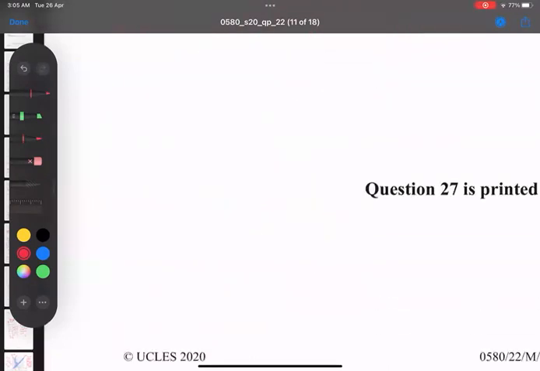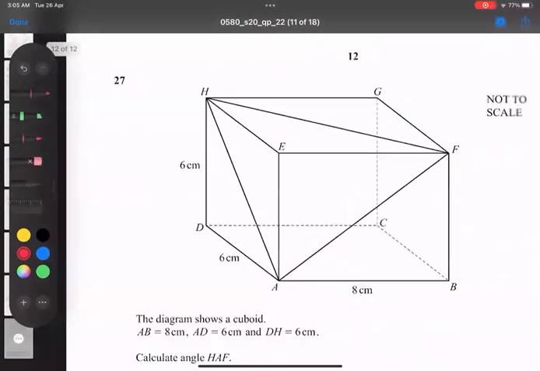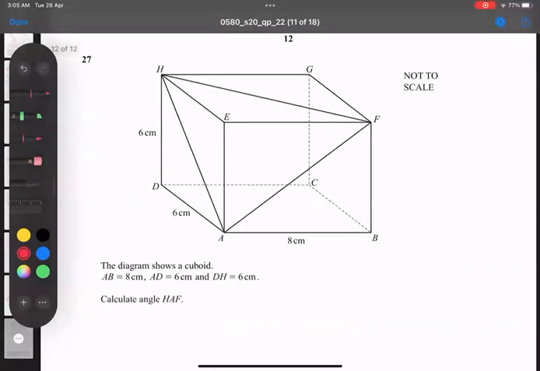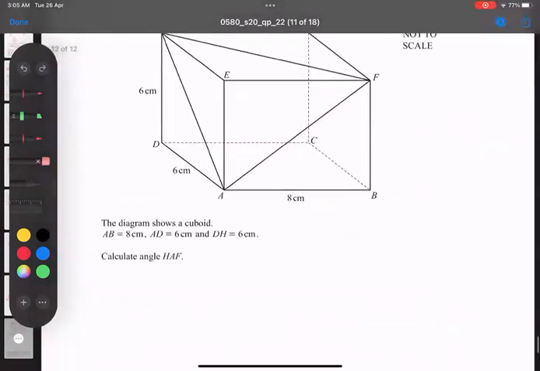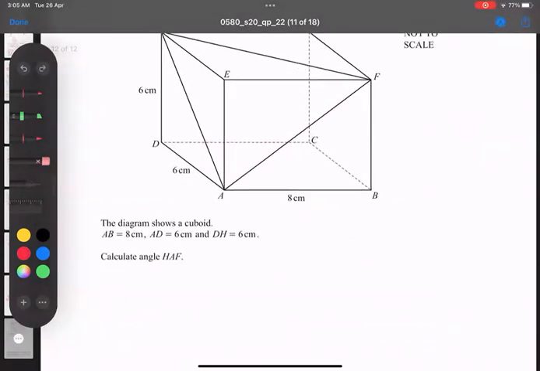Okay, let's go for the next question, the last question of the paper. He's asking here for HAF. Find out HAF. Where is HAF? H, A, and F. This angle is the target. So what is the best technique? I will do it here. I will make this extra triangle here. You see, I'm going to make an extra triangle.